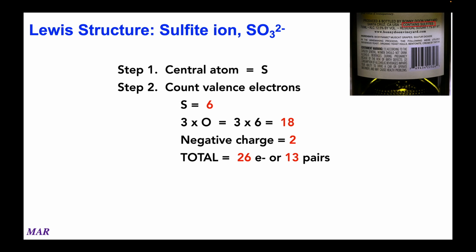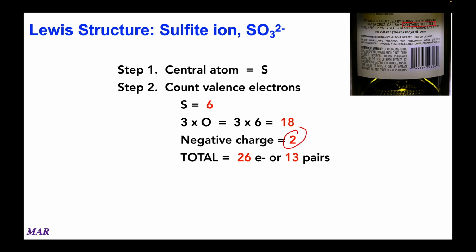Both sulfur and oxygen are in group 6, so each of those has 6 valence electrons. So sulfur has 6, there are 3 oxygens, and each of them has 6, for a total of 18 from the oxygens. But notice here that I added 2 electrons for the negative charge. Negative charges mean you have extra electrons. You want to add negative charges to your total valence electrons. And conversely, if you had a positive charge, you would subtract electrons. It's a little reverse from what you might think, but it's totally doable.